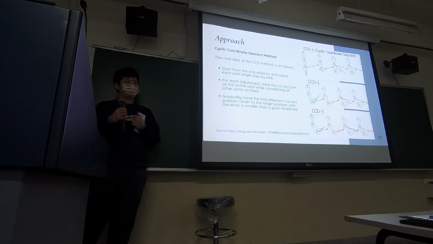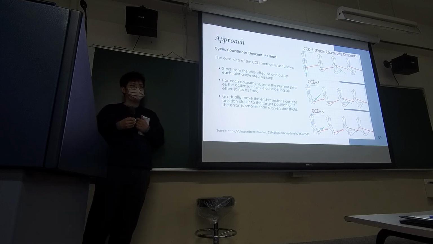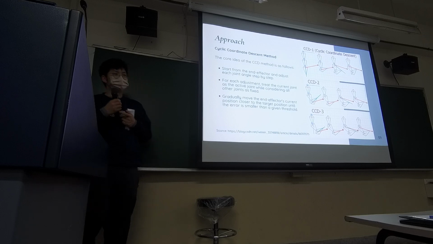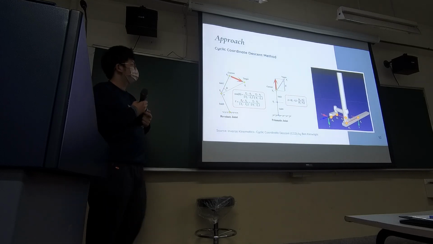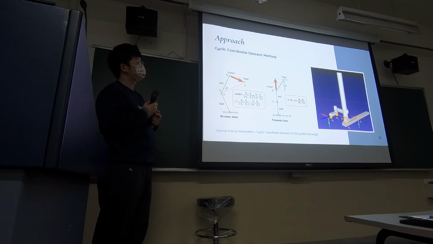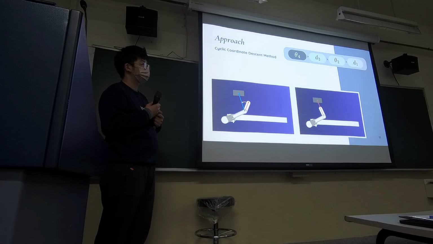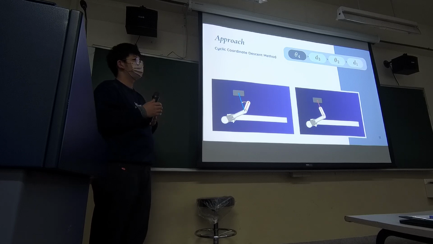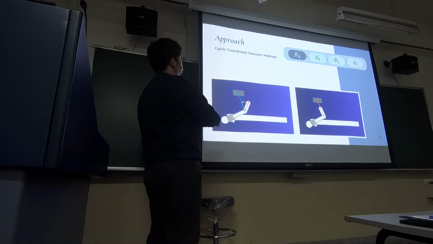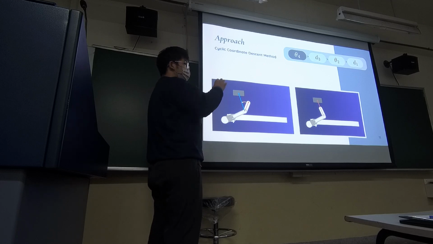So another question is, can you show your sequence of the joints? I think it's the next one. So here, can you explain why you move theta 4 first, then D3, then D2, then D1? Because in CCD we move the end effector part first.